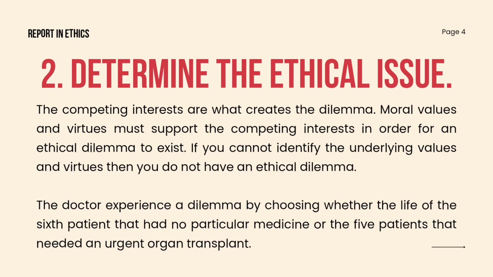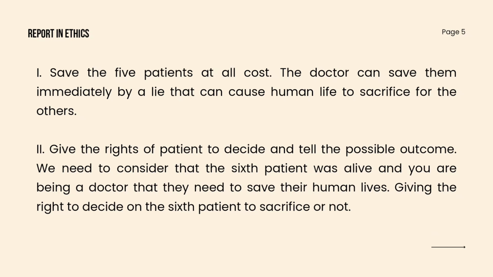The doctor experienced a dilemma in choosing between the life of the 6th patient, who has no particular medicine, and the 5 patients who need an urgent organ transplant. Which is heavier, the life of the majority or the patient's right to live according to his decision? Here are the 2 possible things that may come to the doctor's mind. First, save the 5 patients at all cost. The doctor can save them immediately by a lie that can cause a human life to be sacrificed for the others. Because the doctor wants to save the 5 patients, he can do inhumane actions and not look carefully at our law.